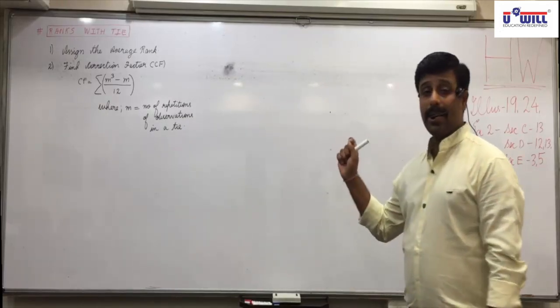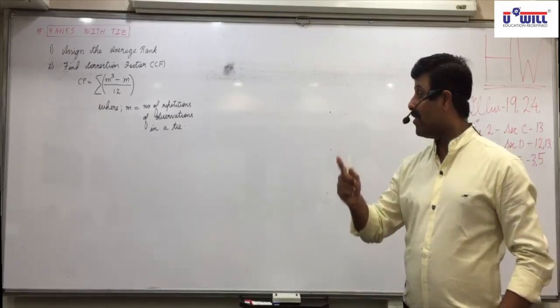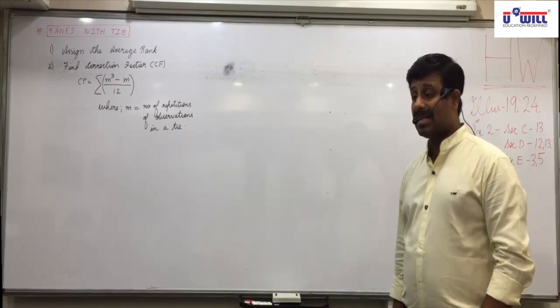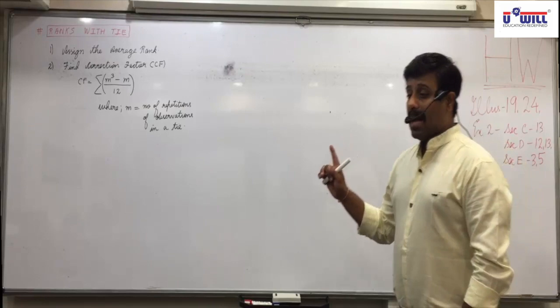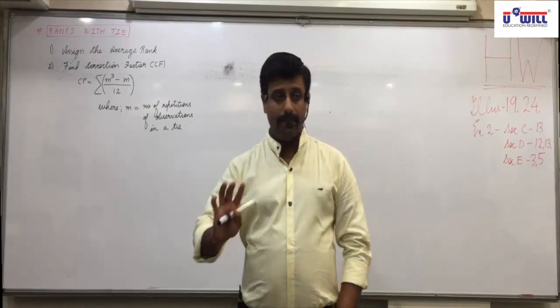What does M indicate here? Number of repetitions of observations in a tie. And what is the formula of CF? Sigma M cube minus M upon 12.